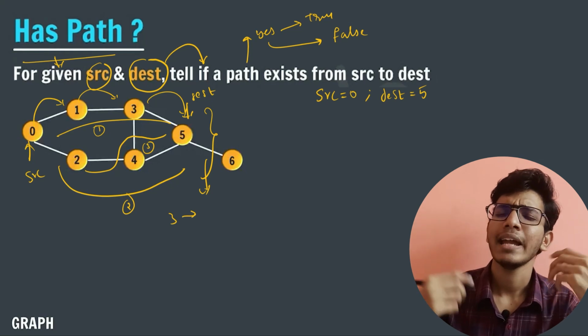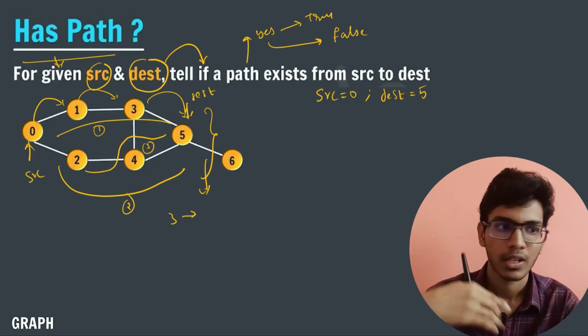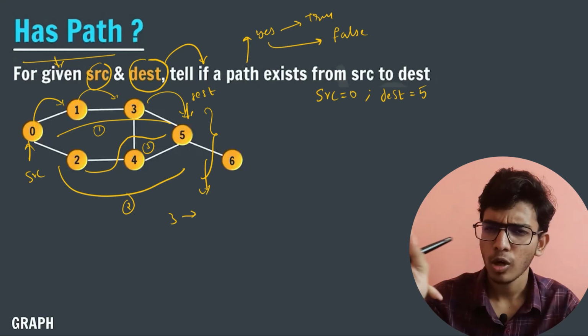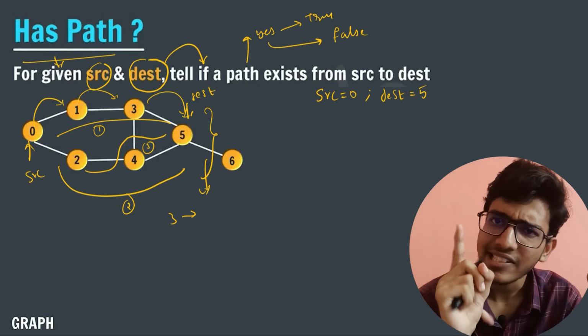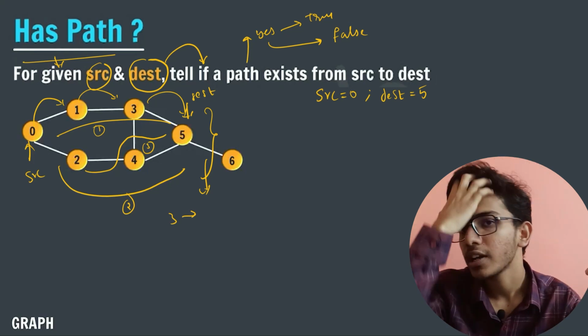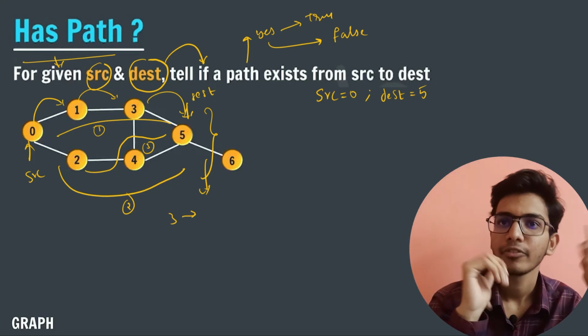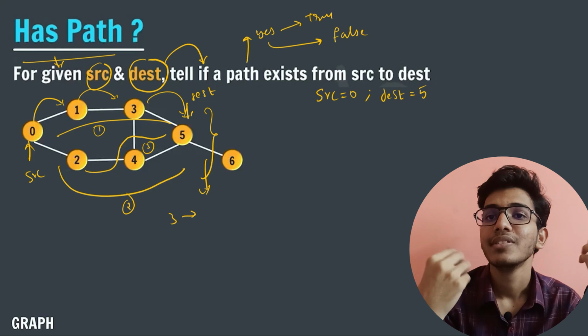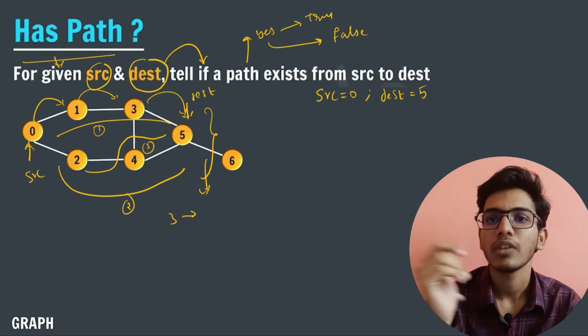Okay, now I need to check only one. If there is a path, irrespective of how many paths there are, if there is at least one path, then I will return true, else I will return false. Okay, this is my overall idea of this question.